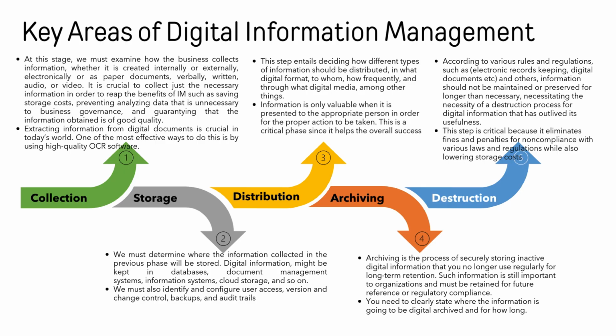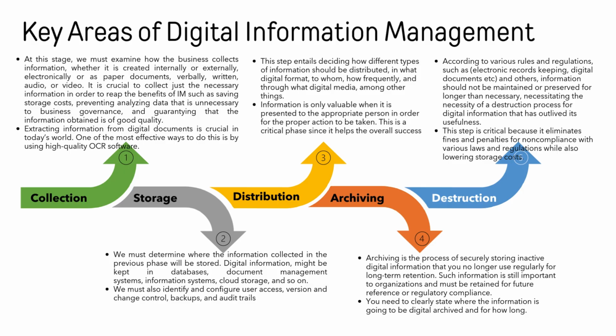At this stage, we decide where the collected information will be stored. Digital information can be stored in databases, document management systems, information systems, or cloud storage. It is also important to configure user access, manage version and change control, perform regular backups, and maintain audit trails to ensure information integrity and security. The third key area is distribution. This step involves deciding how information will be distributed, in what digital format, to whom, how often, and through which digital channels.